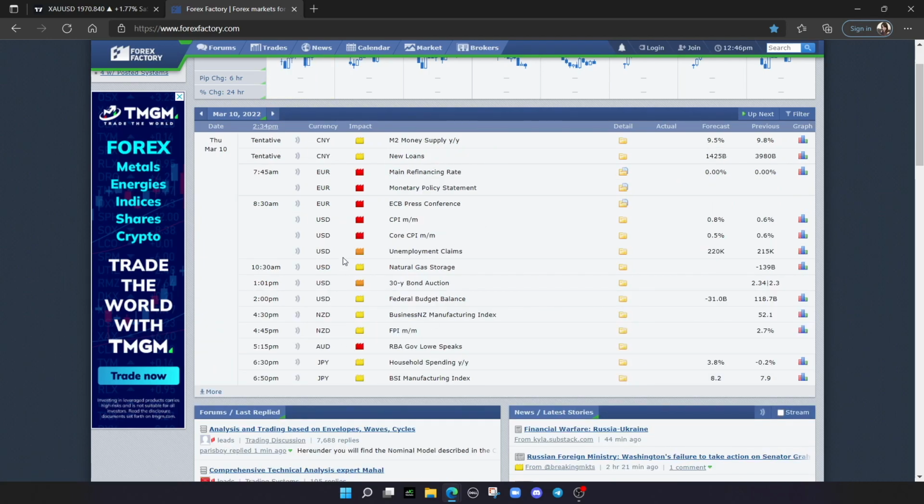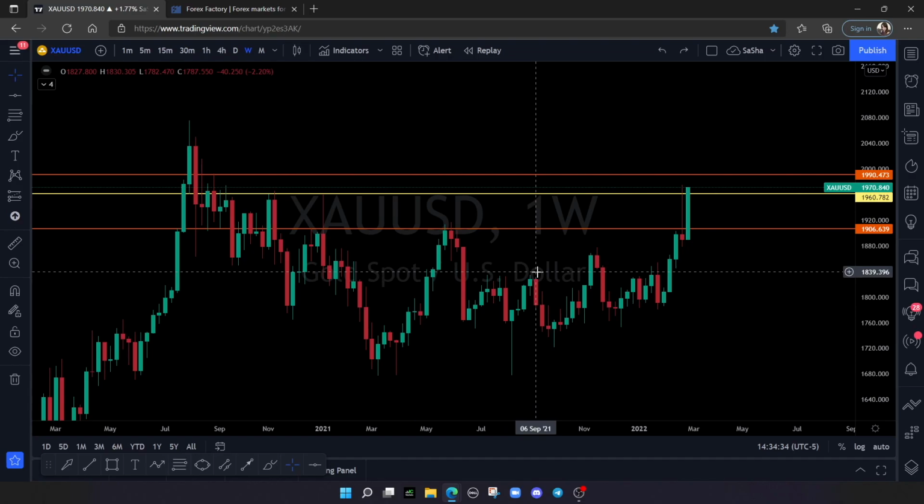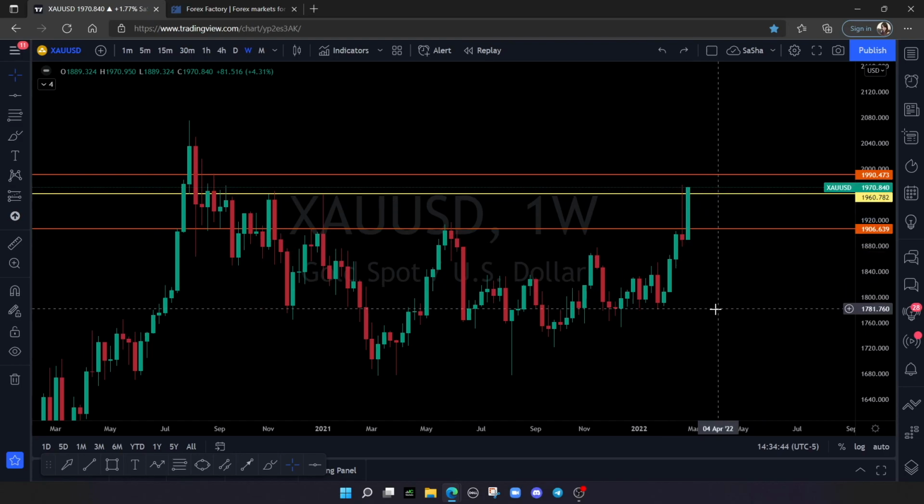Thursday, we have unemployment claims, CPI, core CPI. Friday, we have consumer sentiment. All of these fundamentals do not matter at the time when we have war. Only the breaking news about the war is going to make a change. Either it's going to start melting down or it's just going to continue shooting up.